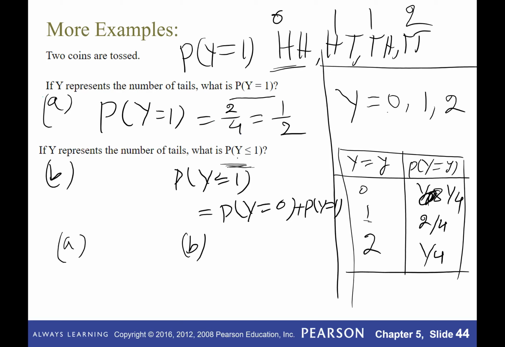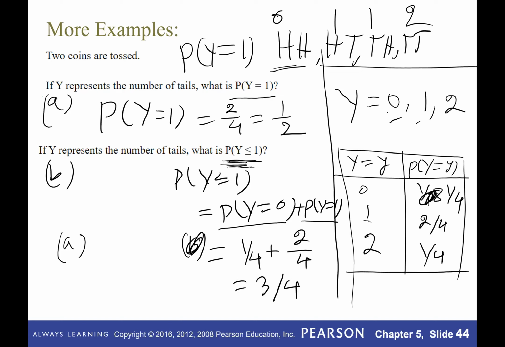Okay, for part B, y less than or equal to 1. So how many values do we have less than or equal to 1? 0 and 1. You add them together. So that means probability of y equals 0 plus probability of y equals 1. This will be 1 over 4 plus 2 over 4, so that will be 3 over 4. So the answer for part A is 1/2 and part B is 3 over 4.